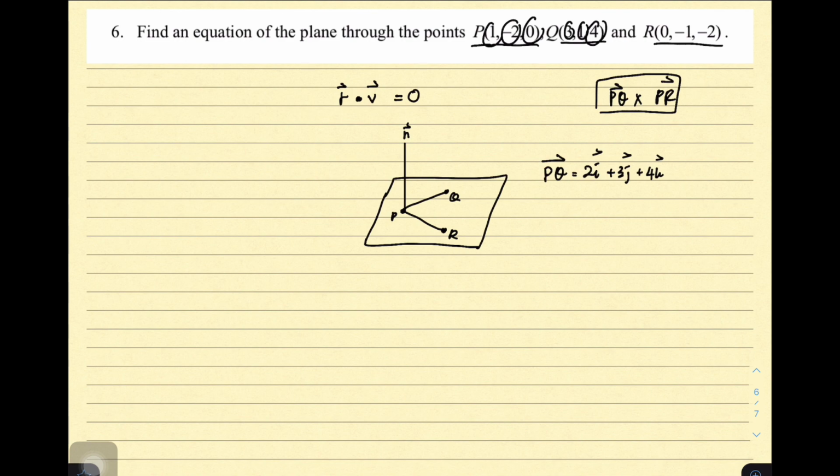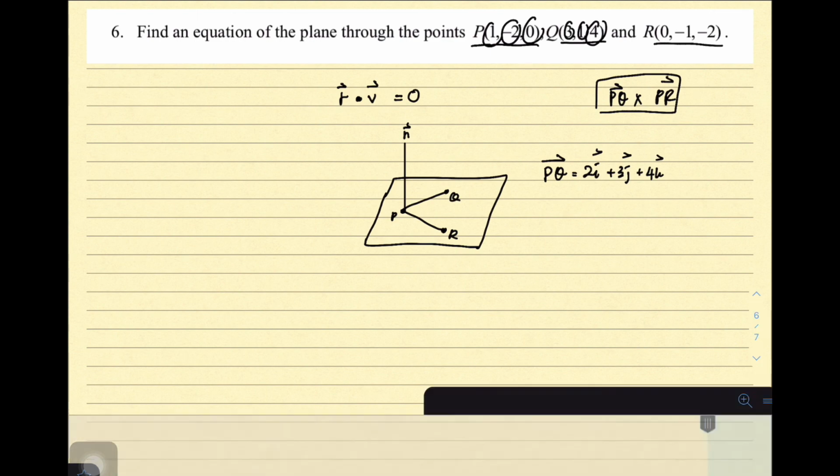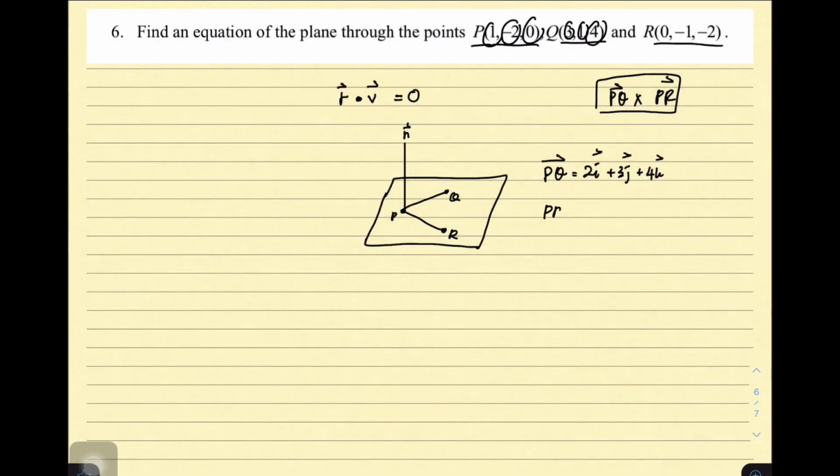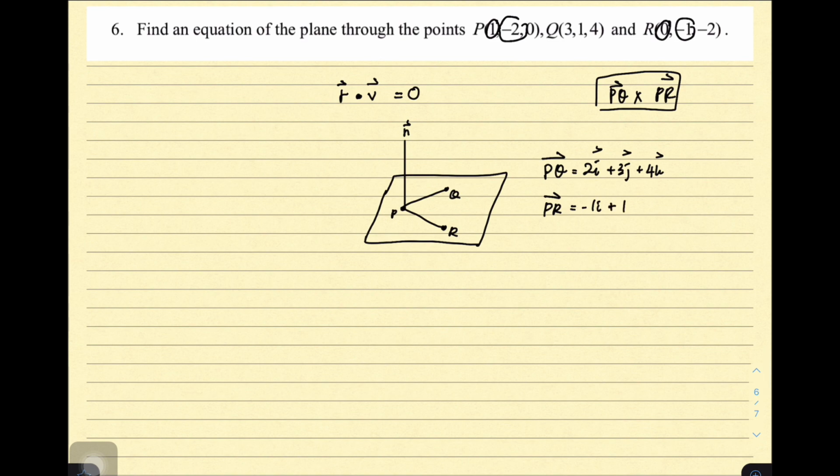Okay, so next we want to find what is the vector PR. Okay, so sama je konsep dia. Kalau kita nak cari vector PR, so vector PR adalah R tolak P. Okay, so kita nak cari R tolak P pula. So now kita ada 0 minus 1 is negative 1 i. Negative 1 minus negative 2. Minus minus is plus. So negative 1 plus 2 is 1j. Negative 2 minus 0 is negative 2. So you have negative 2k.